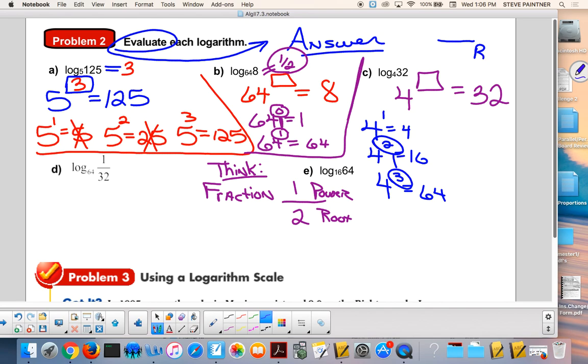So let's figure out the fraction. On the bottom, put the root. On the top, put the what? Power. What root do you know of 4? Second root. You know the square root. Okay, put a 2 here. What's the answer when you take the square root of 4? Guys, when you take the square root of 4, you get 2. Now you got to get 2 to become 32. You got to raise it to a power. 2 to what power? Yes, it's the 5th.